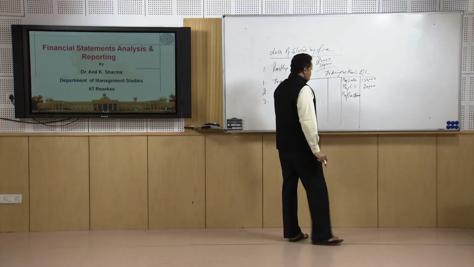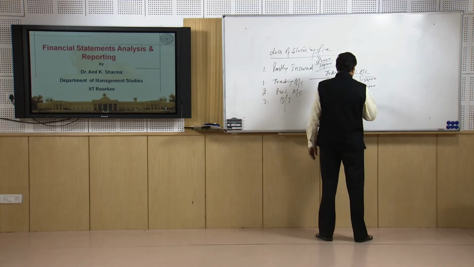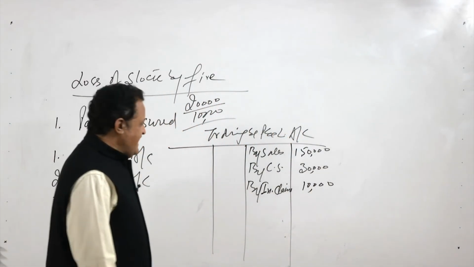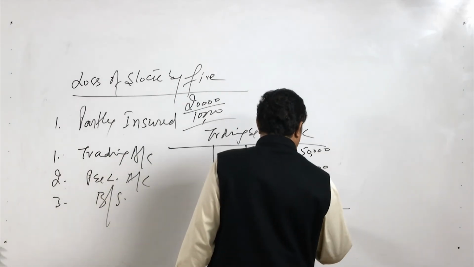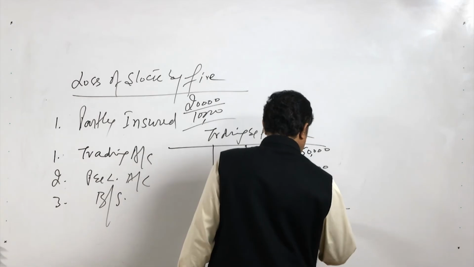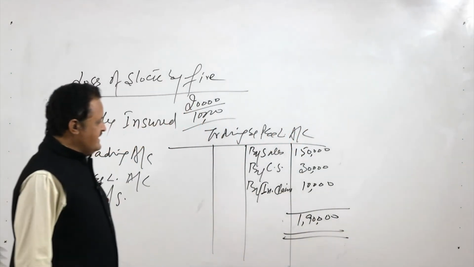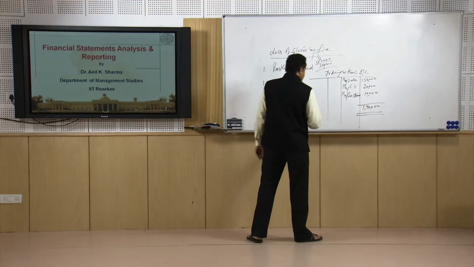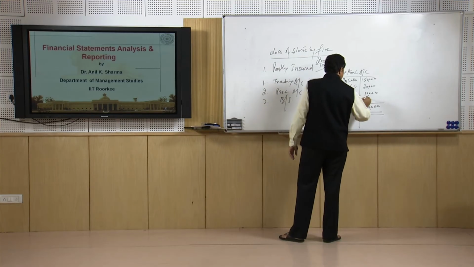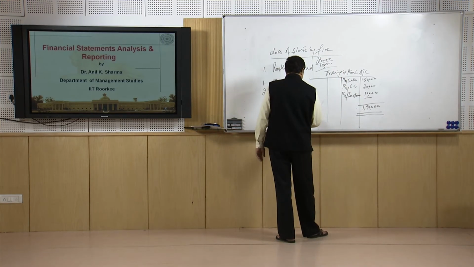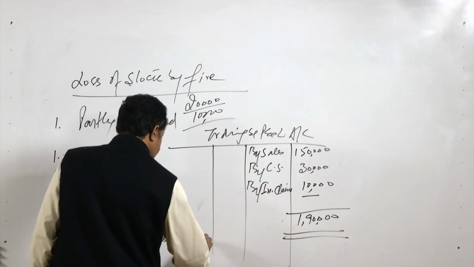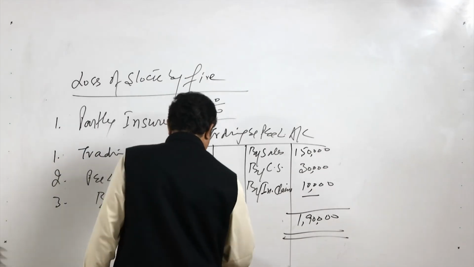So in this case, the claim is going to be 10,000 rupees. So this side will not be 200,000 now, but 190,000 rupees, and the remaining in the profit and loss account. Now you will come here. You will show this remaining part of 10,000 rupees in the profit and loss account as loss of stock by fire, and this will be 10,000 rupees.